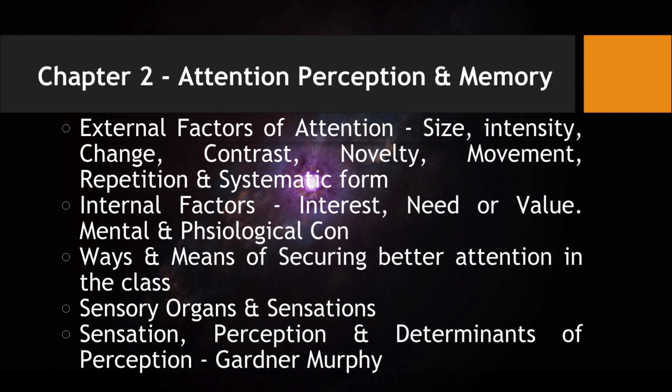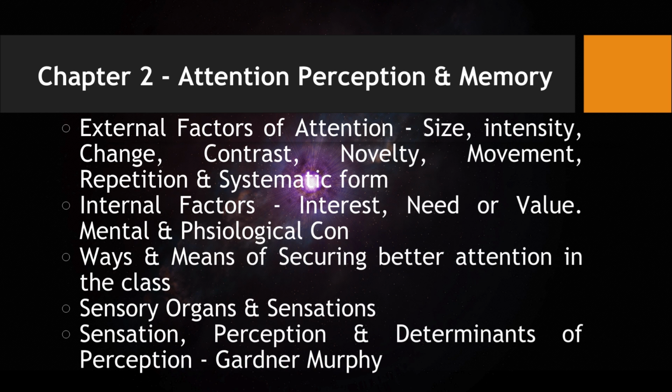A systematic form: objects with a systematic form are easily attended to and retained long in our memory as compared to objects which are incomplete or of irregular form. We listen to a faint tune, even in noisy surroundings, to enlist the attention of the students. The teacher, before starting the lesson, should give a proper overview of the entire lesson so that the students get a proper, complete idea of the lesson. So size, intensity, change, contrast, novelty, movement, repetition, and systematic form are the objective factors.